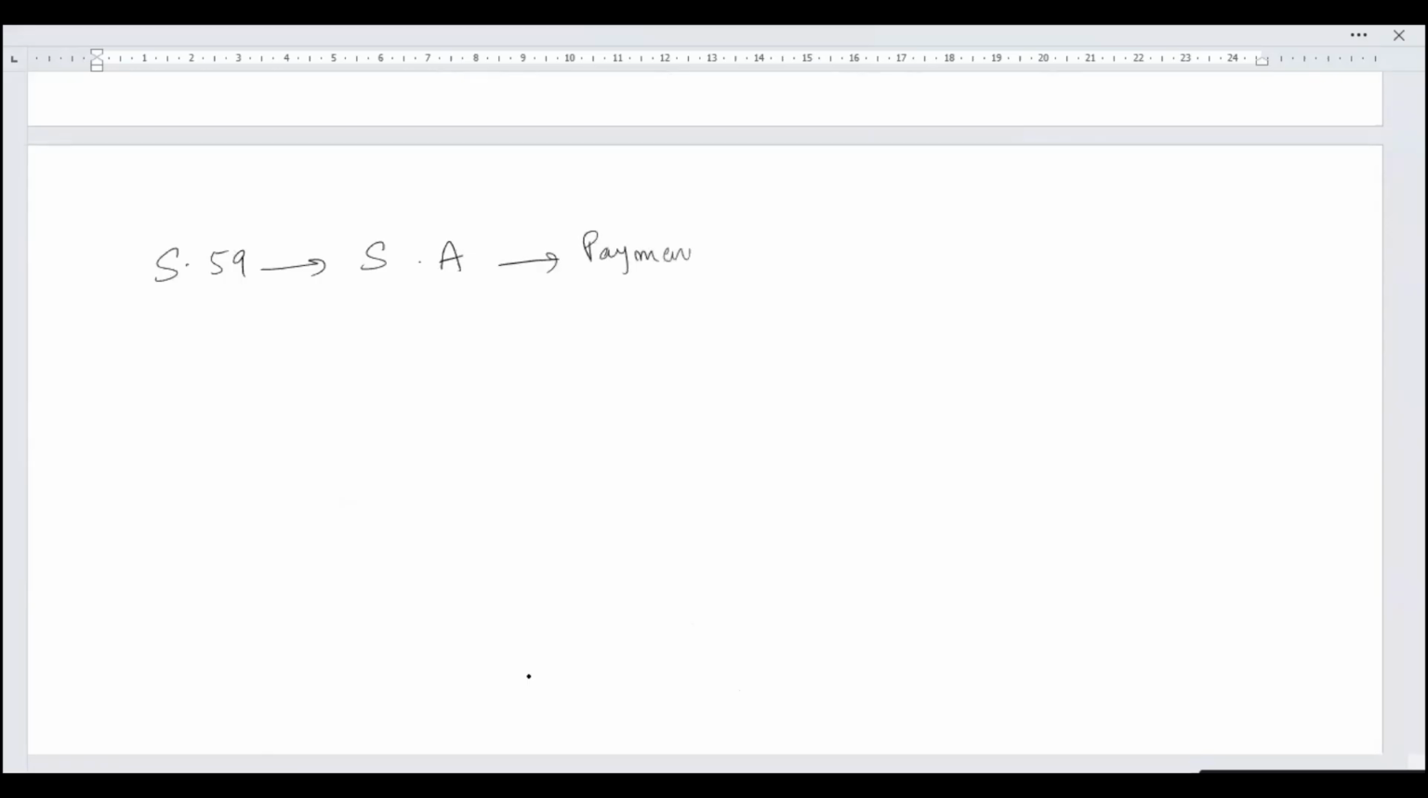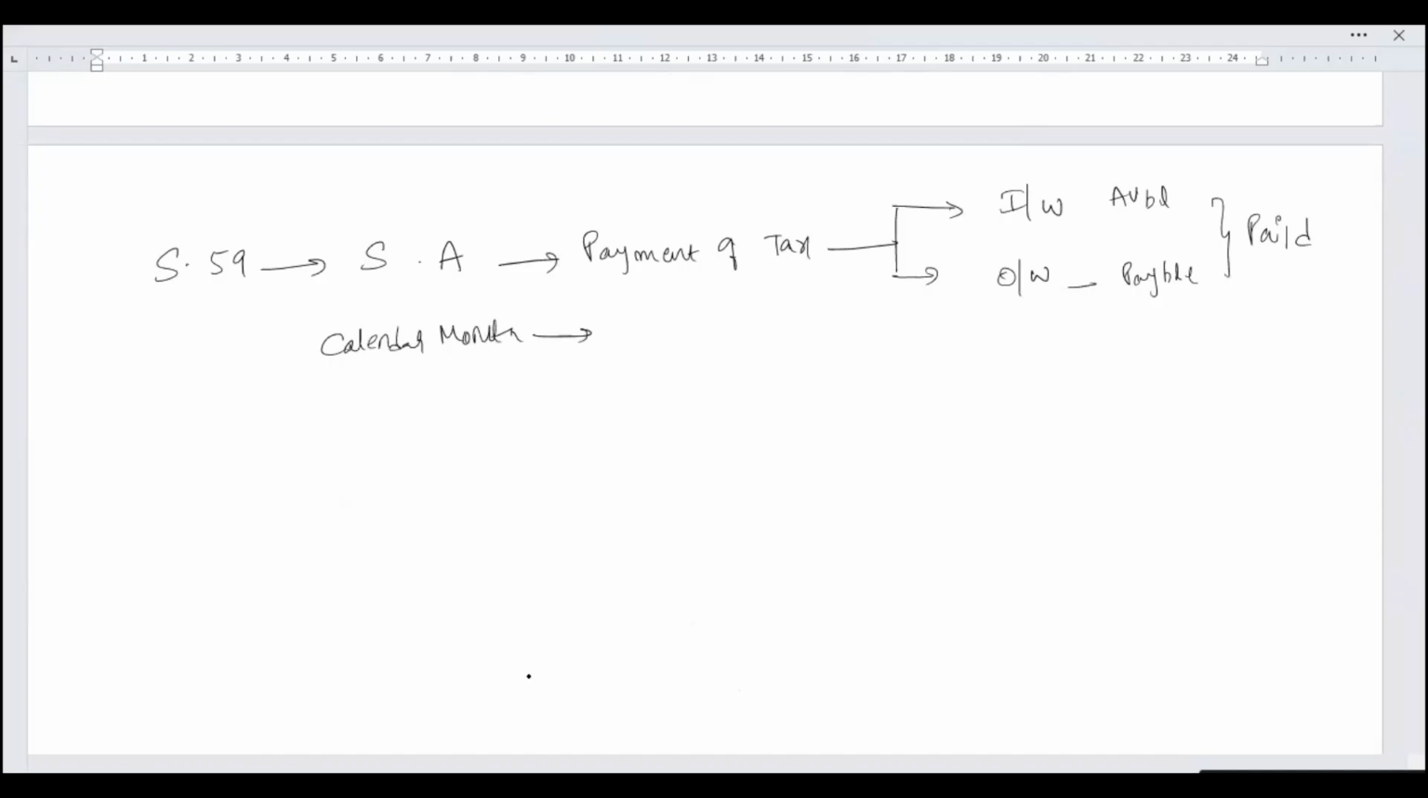I'll just quickly summarize what we have learned today. We started with section 15.9, which talks about your self-assessment for payment of tax. When I say self-assessment for payment of tax, I ascertain what is my inward supply, I ascertain what is my outward supply, what is the ITC available, what is the outward tax payable, and what is the tax paid at the end of this particular tax period. Now, the tax period is your calendar month. My calendar month happens to be a tax period.